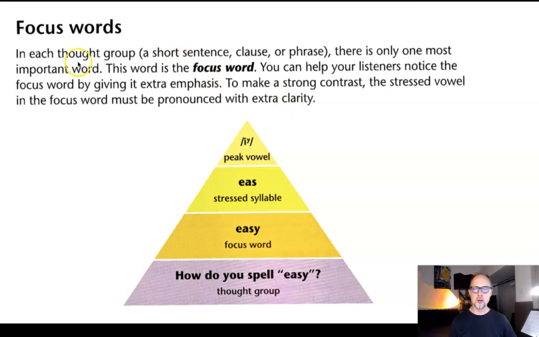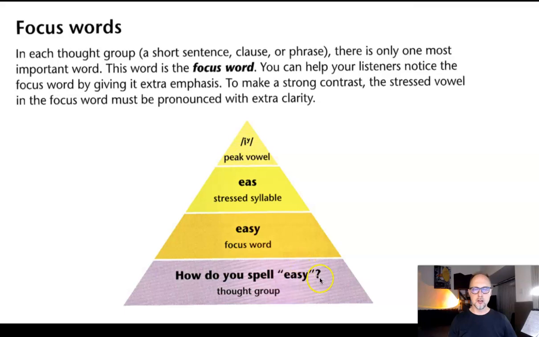So a thought group, right, is a short sentence of about 3 to 5 words. So here it's 1, 2, 3, 4, 5. So that's a thought group, right? And what happens is there will be one word which is the most important, okay? So here easy is the most important word, so that's the focus word. And ease is the stressed syllable in easy, and E is the peak vowel.